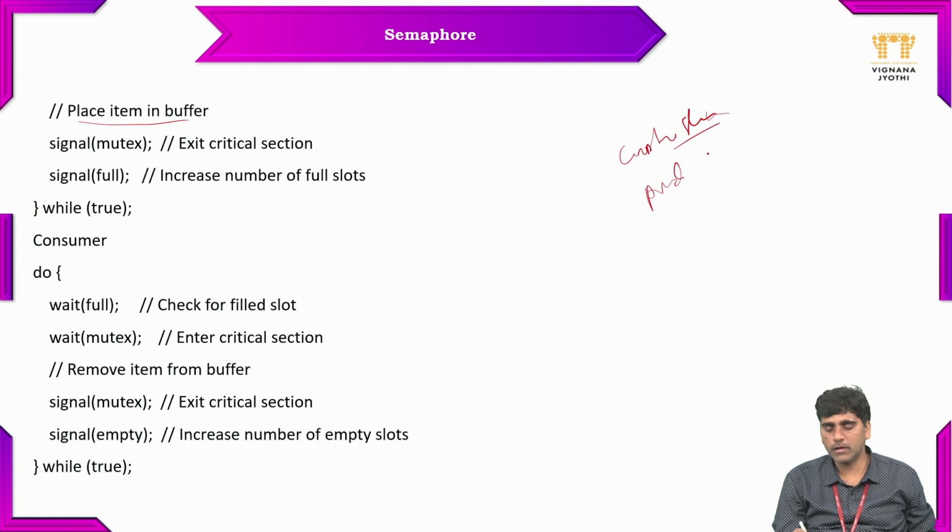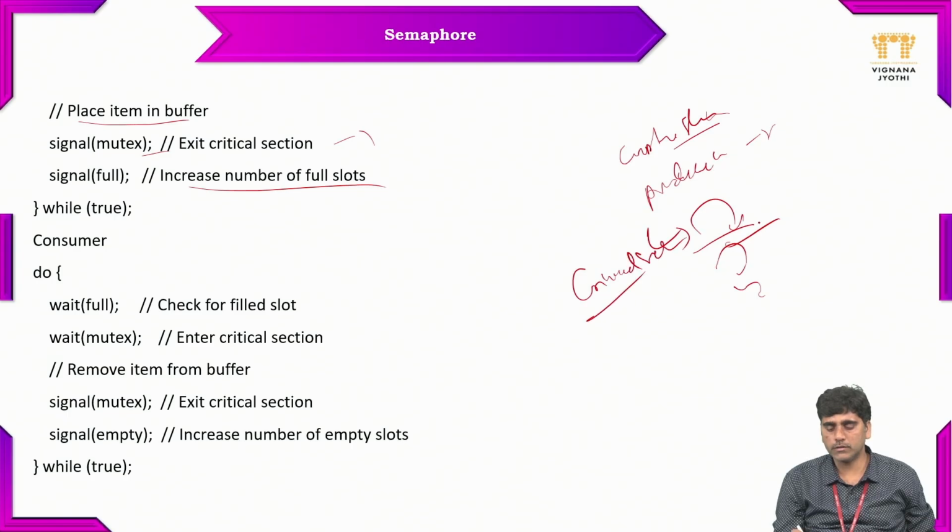So we got empty slot, we got producer with the help of consumer, and now the producer is doing the operation. Producer is doing the operation signal of mutex, so exiting the critical section, signal of full, increasing the number of full slots. So they are filling each and every slot. So this is the critical section.